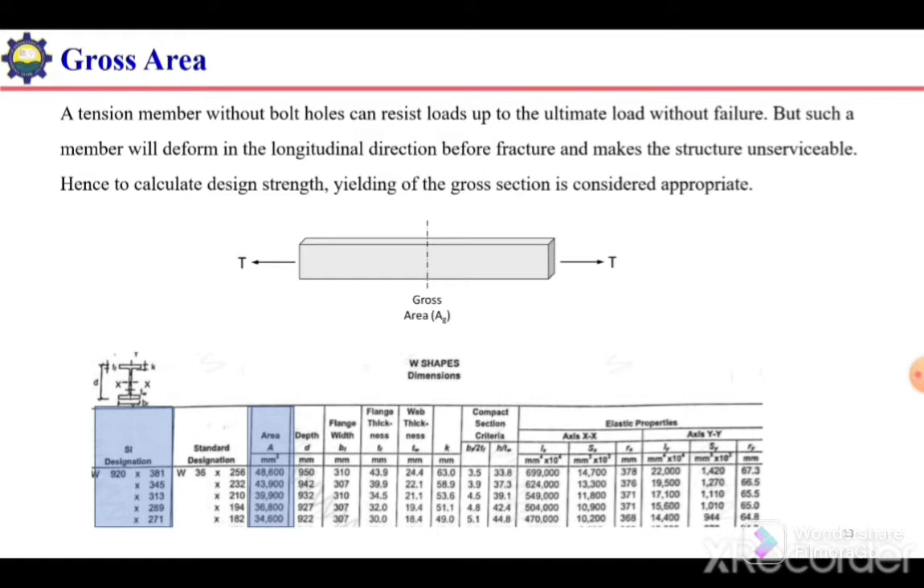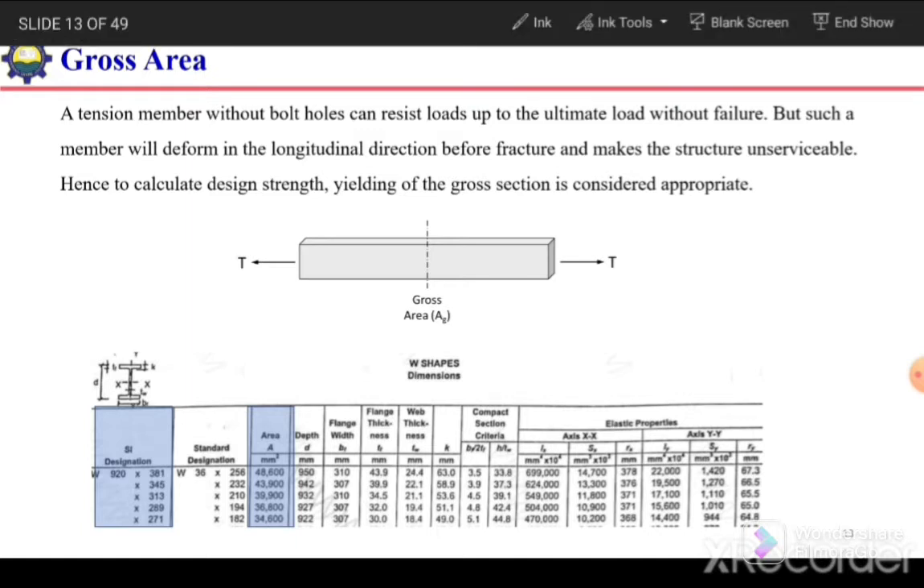So gross area, simply, in case of gross area, what we do, if it is a rectangular or a circular section, we can calculate the gross area at any point. So gross area will be at a location where there is no hole inside the member. In case of rectangular, it will be simply b times h or b times d, and in case of circular, it will be pi d square by 4.